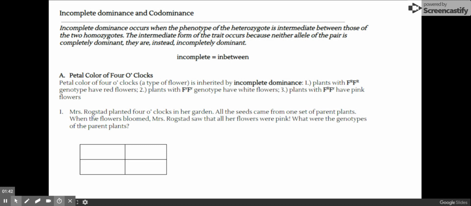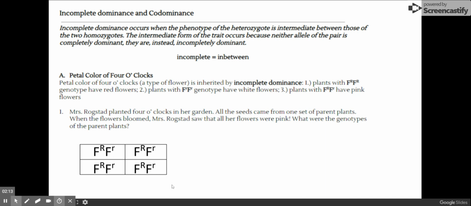So according to the question, we have this woman planting 4 o'clocks, and she saw that all of her flowers were pink. And so we want to know what the genotypes of the parent plants are. Okay, here's some boxes to fill in that we would use for our Punnett square. And the first thing we know is that all of the flowers of the offspring are pink. So we're going to go ahead and fill in that they are all heterozygous.